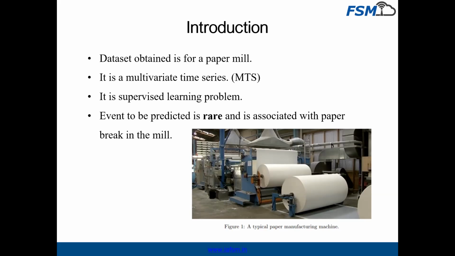The dataset obtained is a multivariate time series, and this is a supervised learning problem. That means the data has already been labeled, with timestamps along with all the sensor values. At that particular timestamp, there is a column where the data says whether there is a tear or not, that means a 0 or 1 condition. So the data is already labeled, and that's why it is a supervised learning problem. The event to be predicted is extremely rare, and it is associated with a paper break in the mill. I will tell you how it is rare in the coming slides.